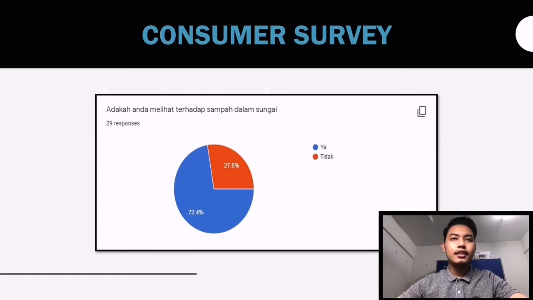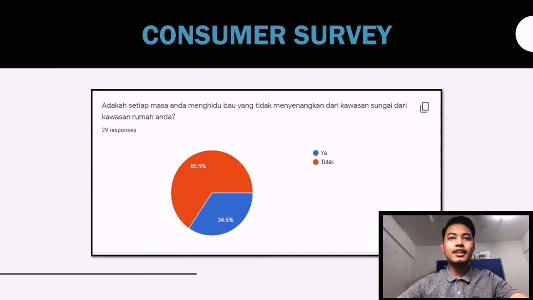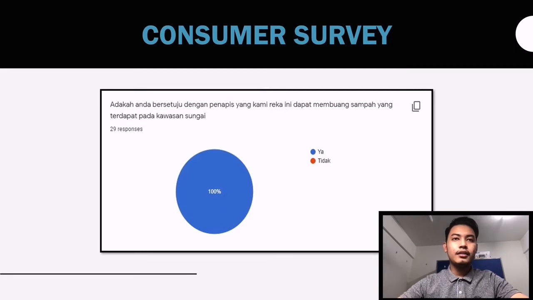We can see that they have much garbage in the river in the residential area. This can be shown by the pie chart given. 72.4% of respondents say that the river in their residential area has a lot of garbage, while the rest say no. Next, based on the pie chart, we can see whether the residential area has bad water pollution. About 65.5% answered no, and the rest said yes. Last question. The pie chart shows that the respondents agree that our design of the filter press machine can reduce the amount of garbage in their residential area.